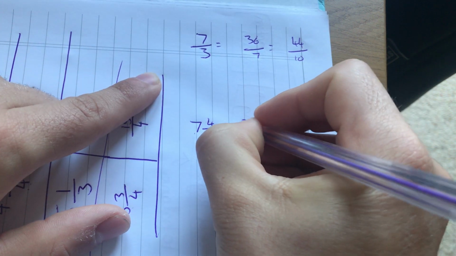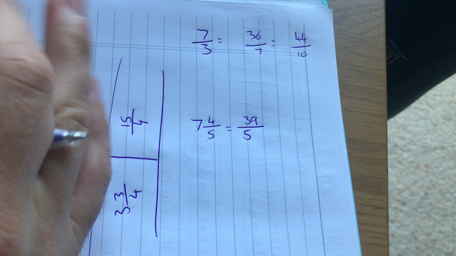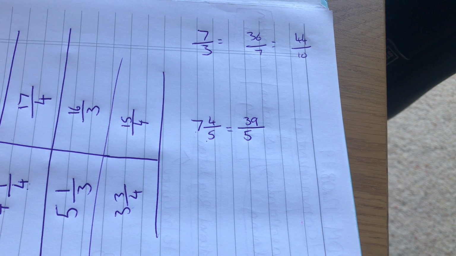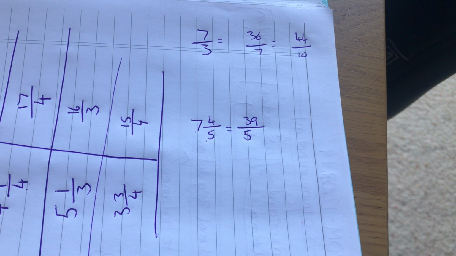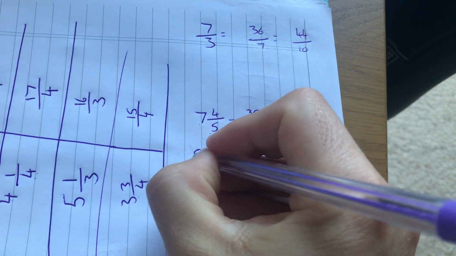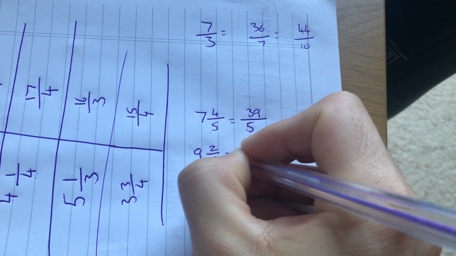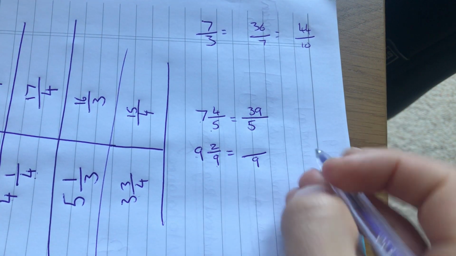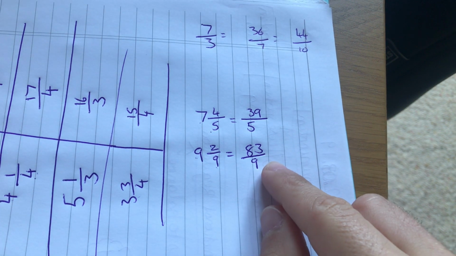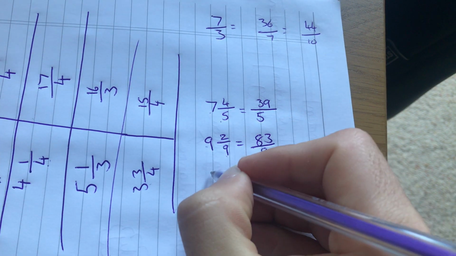Add 4, 39. Can you see why Mr. Cooper banged on every day about why you need your times table skills, year 5s? If you've not got your times tables for this, it is going to take you twice as long. Okay? So if you're not confident with your times tables, still get yourselves on Times Table Rockstars and get your times tables sorted. Your next one. 9 2/9. Right, we're going to have our ninths. 9 times 9 is 81. Add 2 is 83. Whew. That's a really improper fraction. And so on and so forth.